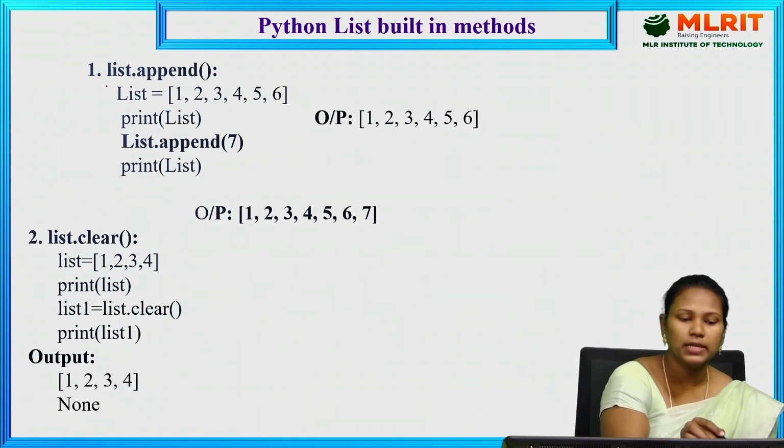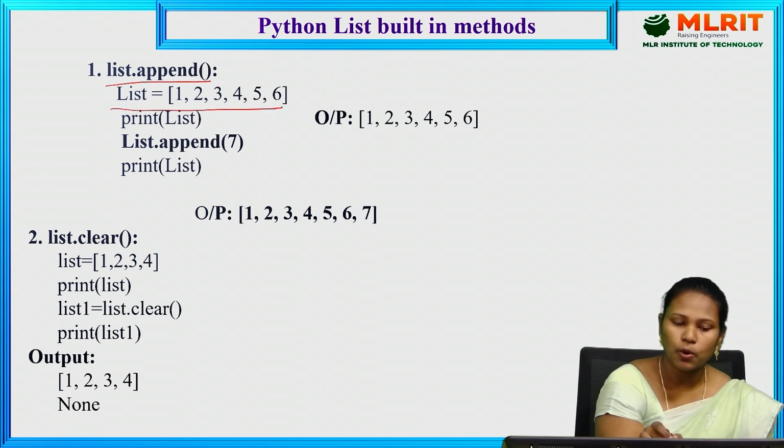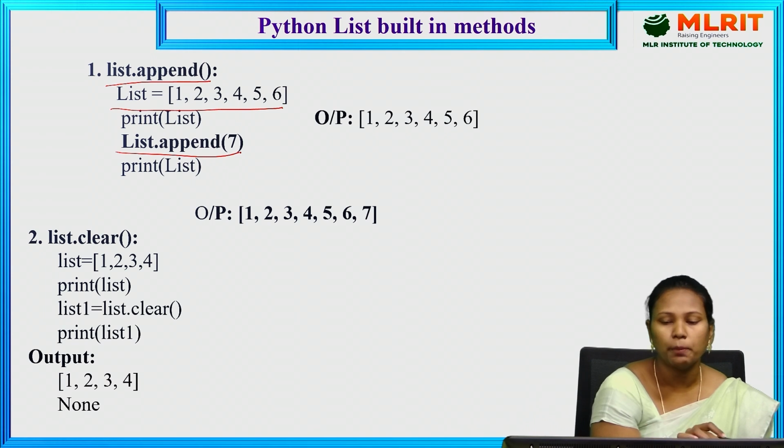So the first one is list.append. Here the list is already created, and I want to add only a single element. That means we can use list dot append. It appends the element at the right side.